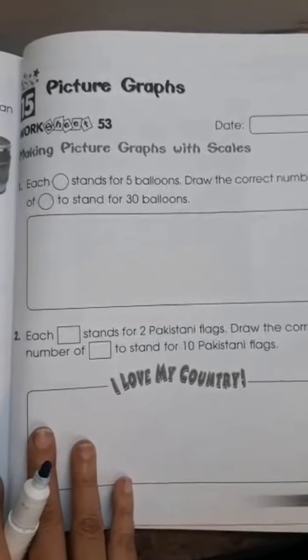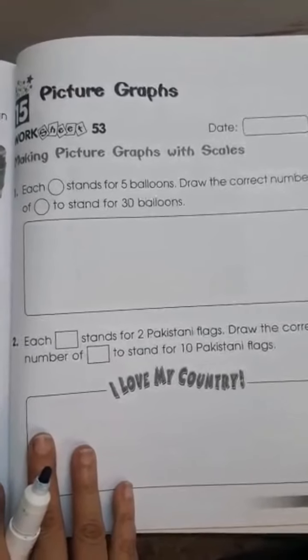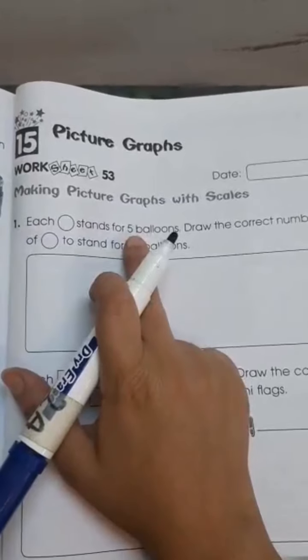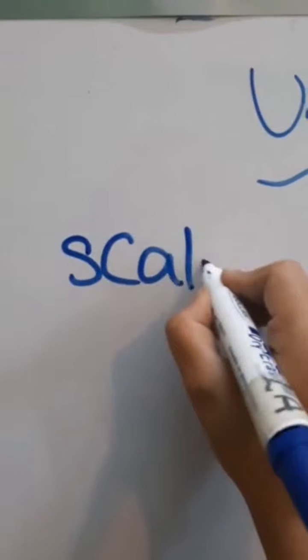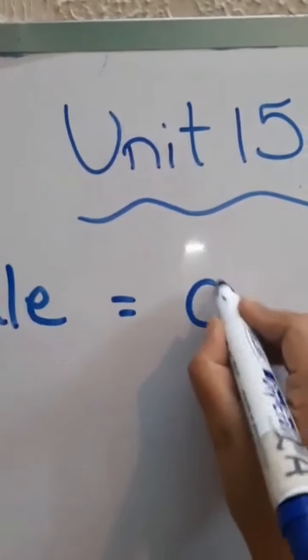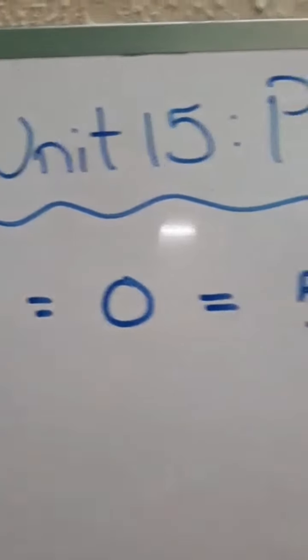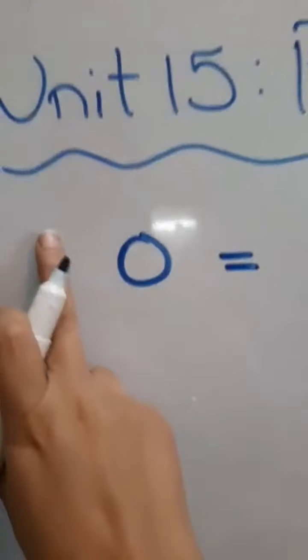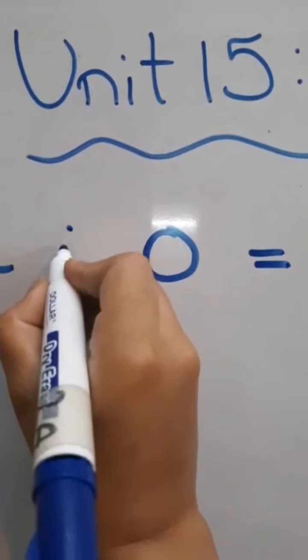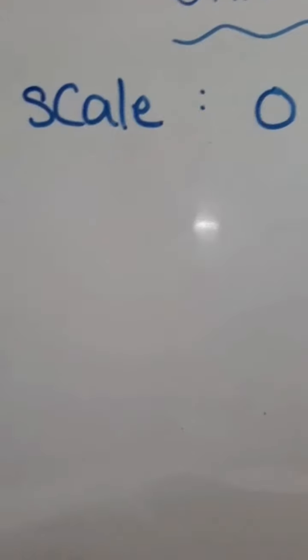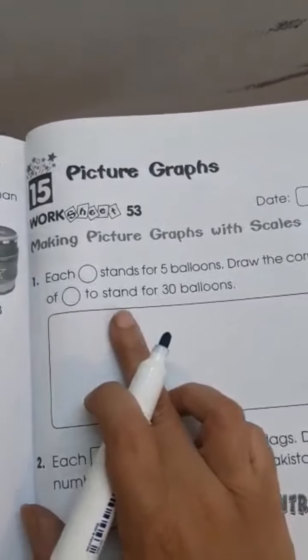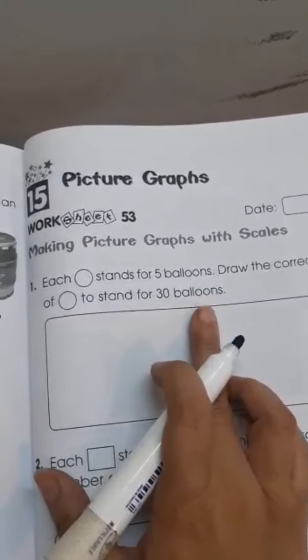Okay, you guys, in our workbook, I'm on page 139. The first question says, each circle stands for 5 balloons. Now, you guys, here's our scale. Okay. 1 circle equals to how many balloons, you guys? 5. Okay, this is our scale. There you go. Now it says, draw the correct number of circles to stand for 30 balloons.